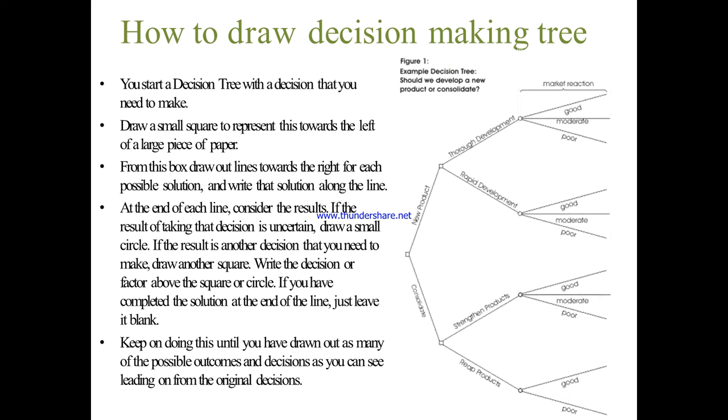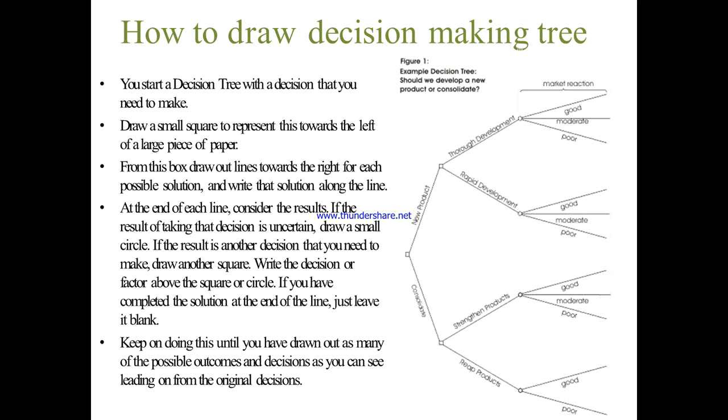If the result of taking the decision is uncertain, draw a small circle. If the result is another decision that you need to make, draw another square. Write the decision or factor above the square or circle. If you have a complete solution at the end of the line, just leave it blank. Keep on doing this until you have drawn out as many of the possible outcomes of the decisions as you can see, leading from the original decision.